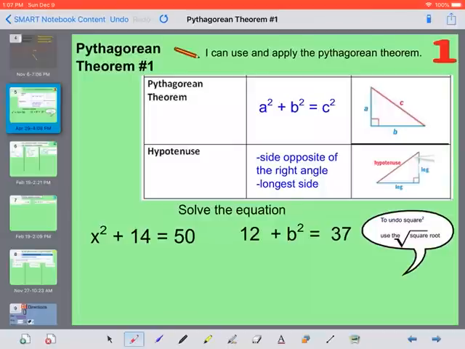Hello, today we are doing a mini unit on the Pythagorean Theorem. Our learning target for today is I can use and apply the Pythagorean Theorem. So what is the Pythagorean Theorem? Here are our two vocab words.